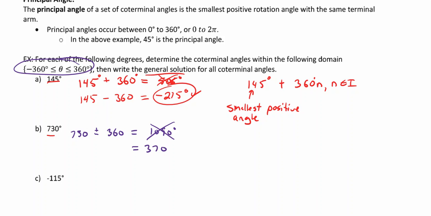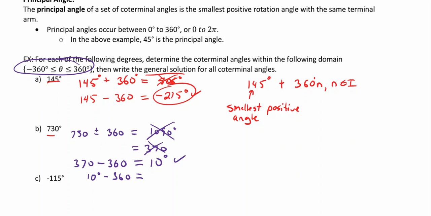370, that's not in our domain either, right? So, okay, is there nothing in our domain? Well, not really, right? We could subtract 360 again. So if we go 370 minus 360, then we are back within our domain. Now we're at 10 degrees. Okay, so 10 degrees is within our domain. And then let's do it again and see if we're still in there. So then 10 degrees minus 360.